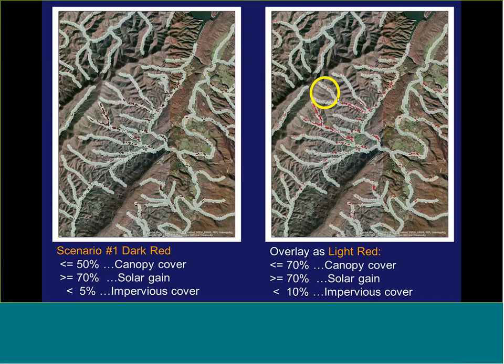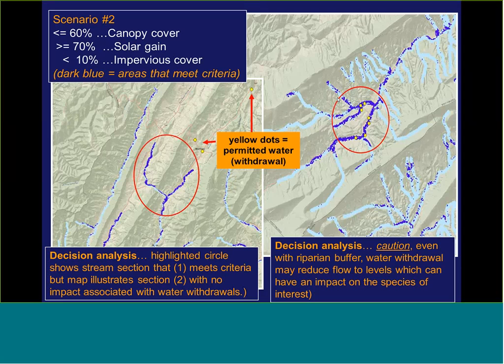So next, I wanted to show you how the analysis can be used to refine your prioritization by incorporating additional variables. So in this example, these two maps were depicted using the same parameters. So I did not change the percent impervious surface, the canopy cover, or the solar gain. Those stay the same on both maps. What is different is the additional data layer, which is permitted water withdrawals.